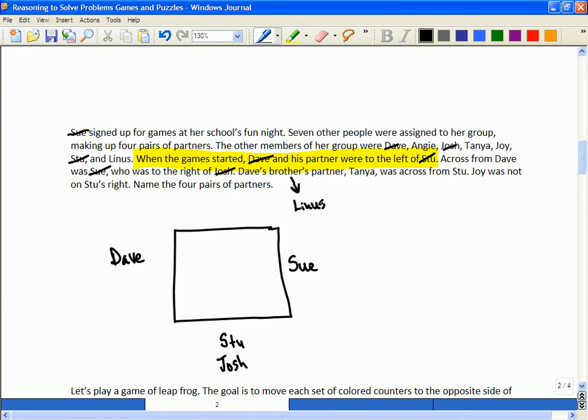Yeah, so we know Linus and Tanya are together, and they're across from Stu. So Linus and Tanya can be put here. Okay, and then it says Joy was not to the right of Stu. So of all the places, this is where the last set of people could be. Joy was not on Stu's right, so Joy can't be here. Joy has to be on the other side. So this is Joy, and this is Angie.